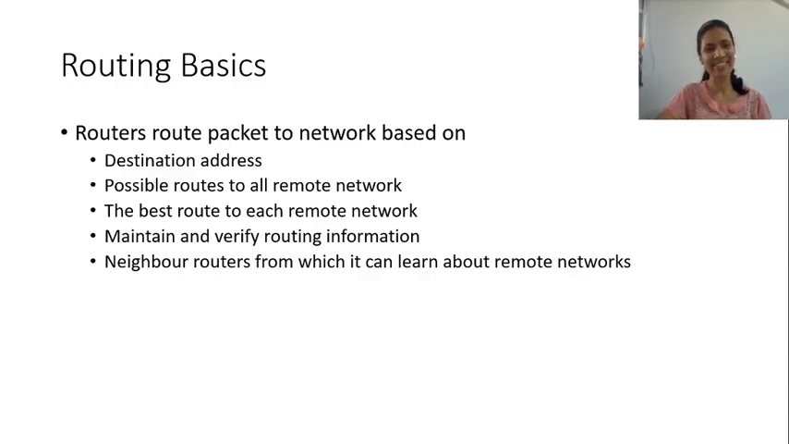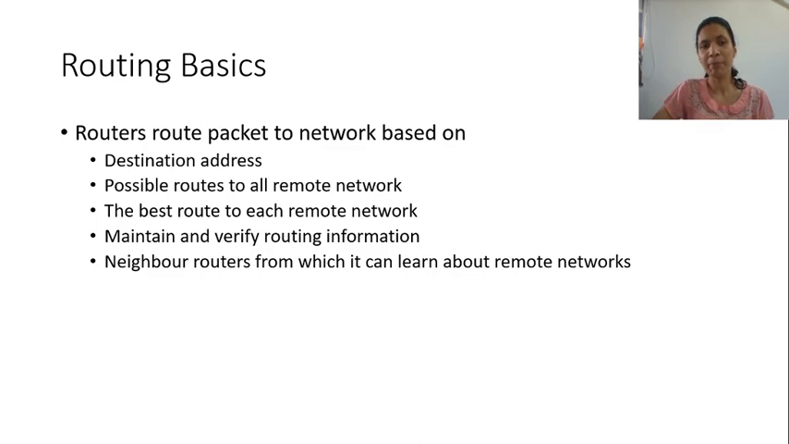Let us move on to routing basics. We'll first take a look at what is routing. When you want to send a message from a source to destination, routing basically means finding out an optimal path for sending the message over the network from source to destination. In order to find out the optimal path, routers would be using some kind of a protocol to perform routing.